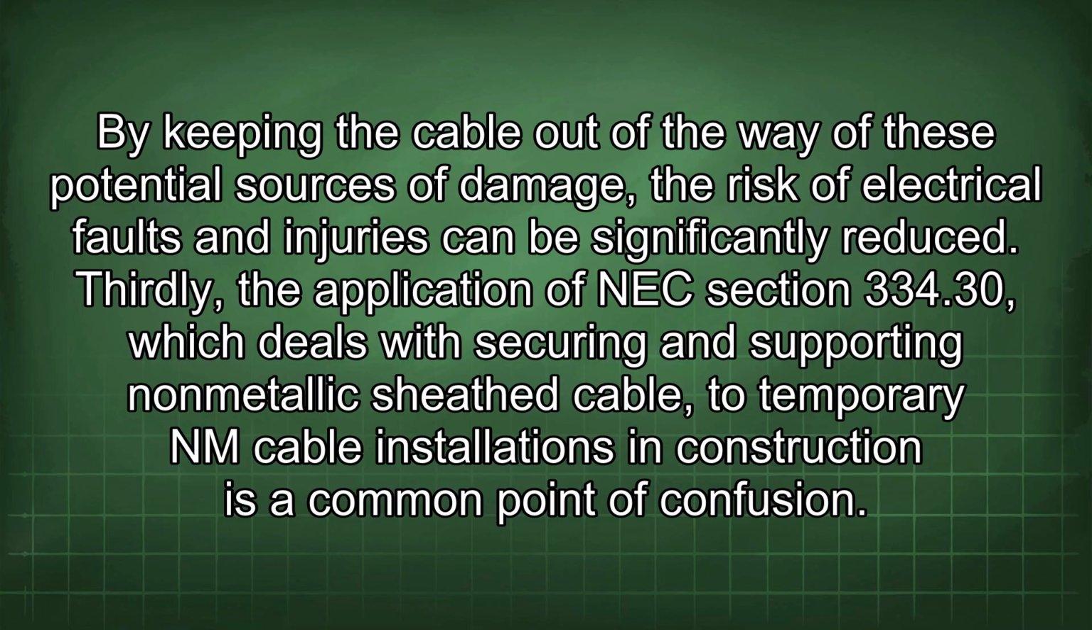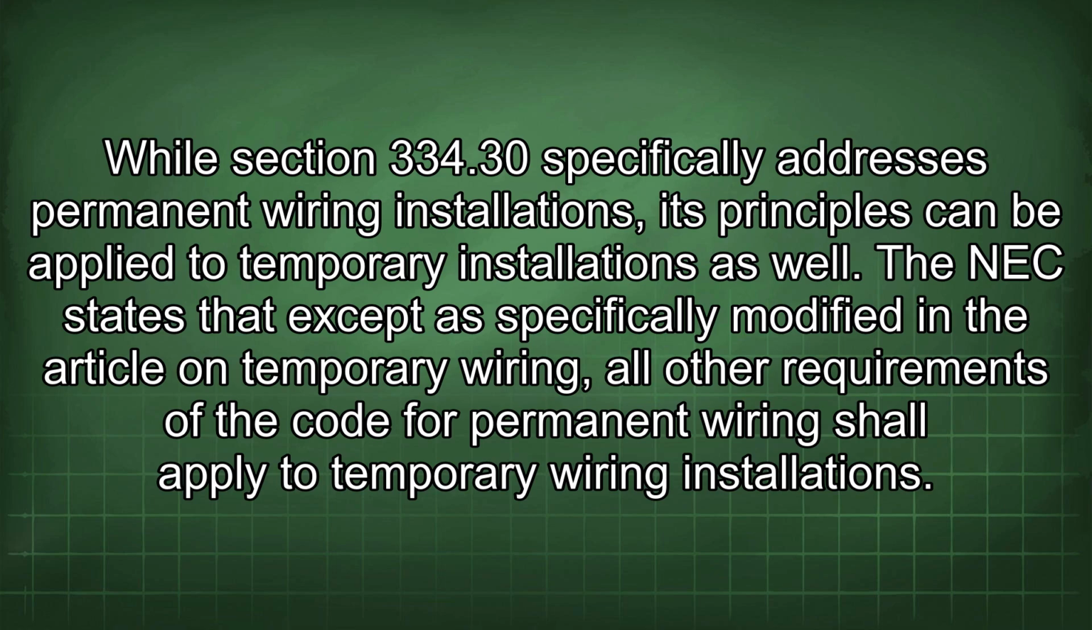Thirdly, the application of NEC Section 334.30, which deals with securing and supporting non-metallic sheath cable, to temporary NM cable installations in construction is a common point of confusion. While Section 334.30 specifically addresses permanent wiring installations, its principles can be applied to temporary installations as well. The NEC states that except as specifically modified in the article on temporary wiring, all other requirements of the code for permanent wiring shall apply to temporary wiring installations.